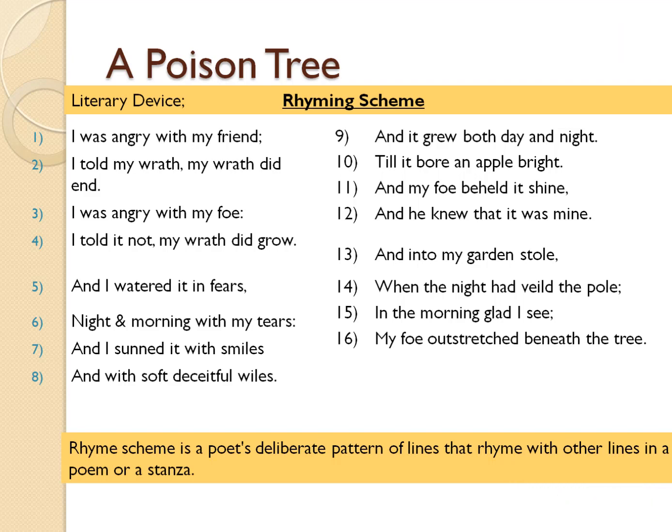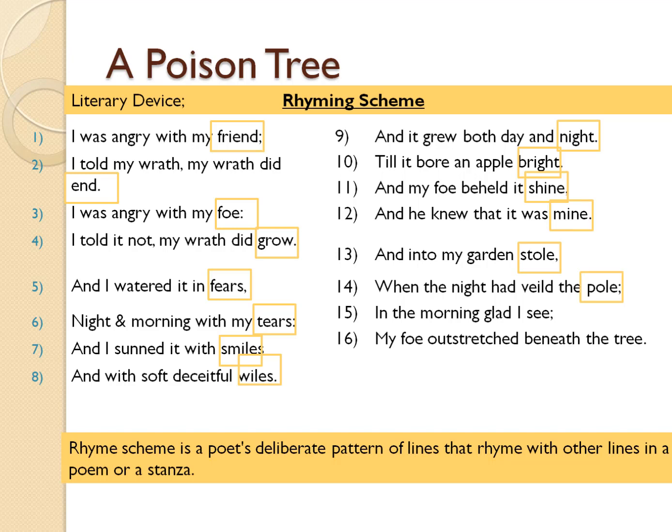In the first stanza of this poem, the word friend is rhyming with the word end, then foe is rhyming with grow. So friend, end, foe, grow: AABB. Now look at the second stanza. Fear is rhyming with tear, then smiles is rhyming with wiles. Again, fear, tear, A; smiles, wiles, B: AABB. In the third stanza, night is rhyming with bright and shine is rhyming with mine. Again, AABB.